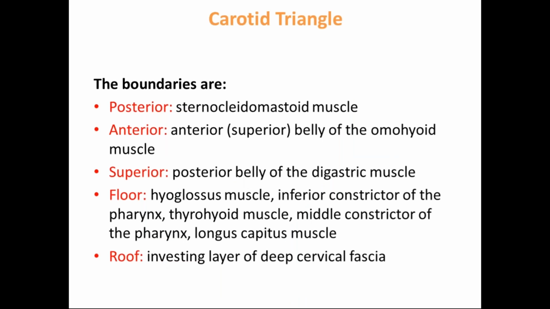Posteriorly, the sternocleidomastoid muscle. Anteriorly, the superior belly of the omohyoid muscle. Superiorly, the posterior belly of the digastric muscle. And the floor will be hyoglossus muscle, inferior constrictor. Previously, we saw the middle constrictor in the submandibular triangle. So, obviously, after middle will come the inferior constrictor of the pharynx, thyrohyoid muscle, middle constrictor of the pharynx, longus capitis muscle. Roof is the investing layer of deep cervical fascia.